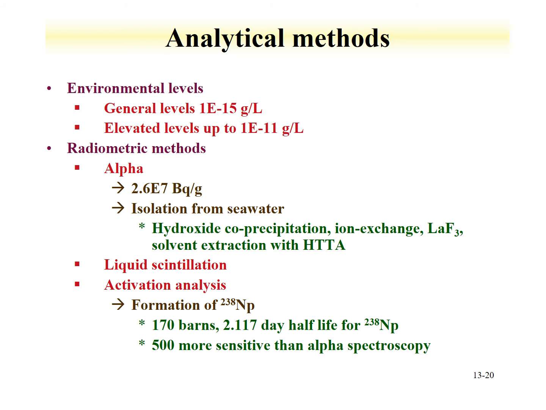Another interesting route is the formation of Neptunium-238 by the neutron capture on Neptunium-237, so neutron activation analysis. And the capture cross-section is high, 170 barns, and the half-life of the Neptunium-238 is very short, 2.117 days. So this allows for a very sensitive route for the determination of neptunium, and it's found to be 500 times more sensitive than alpha spectroscopy.